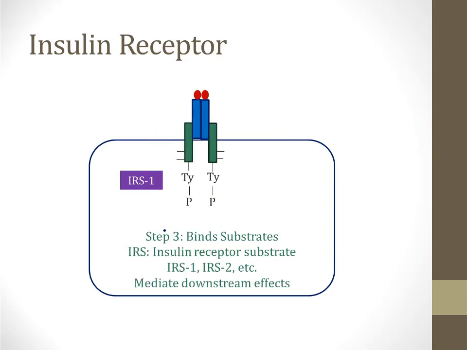Once tyrosine phosphorylation has occurred, the next step in activation of the receptor is for the receptor to bind substrates. There are a number of these substrates. They are called IRSs, or insulin receptor substrates. There is an IRS1 and an IRS2, and these will bind to the receptor after tyrosine phosphorylation has occurred, and these IRSs will mediate the downstream effects of the insulin hormone.